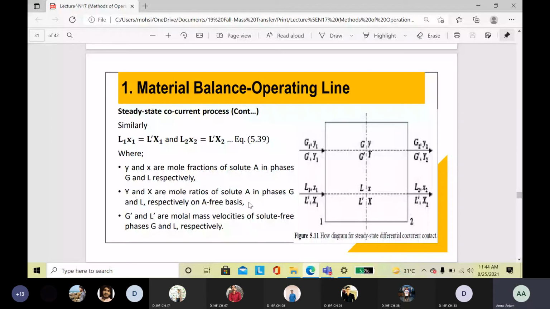G prime and L prime are molar mass velocities of solute free phases. इक्वेशन 5.37 यहाँ पर इक्वेशन आ जाएगी. This equation 5.40 is an equation to a straight line having a slope of L prime over G prime. L prime over G prime यहाँ पर slope है and which passes through the points x1, y1 and x2, y2.